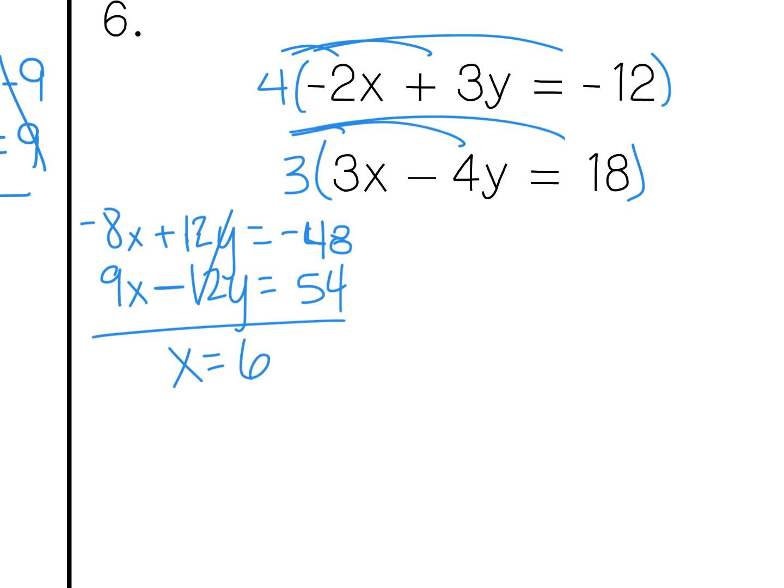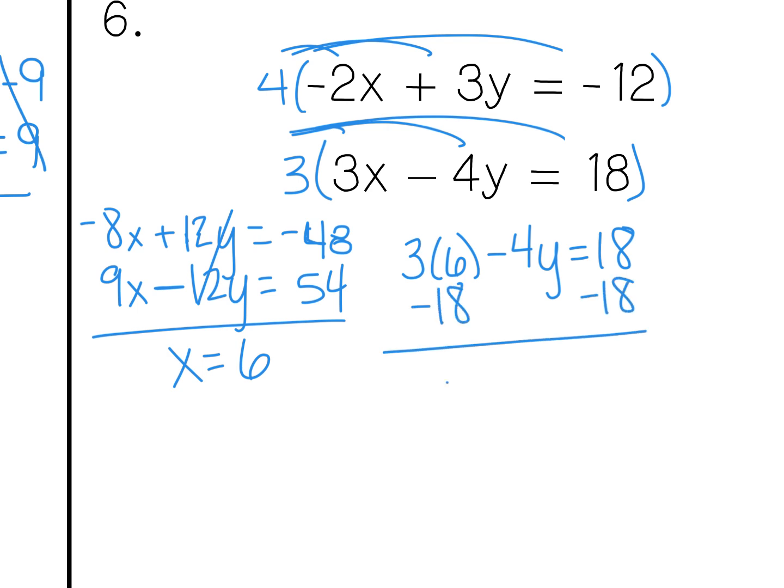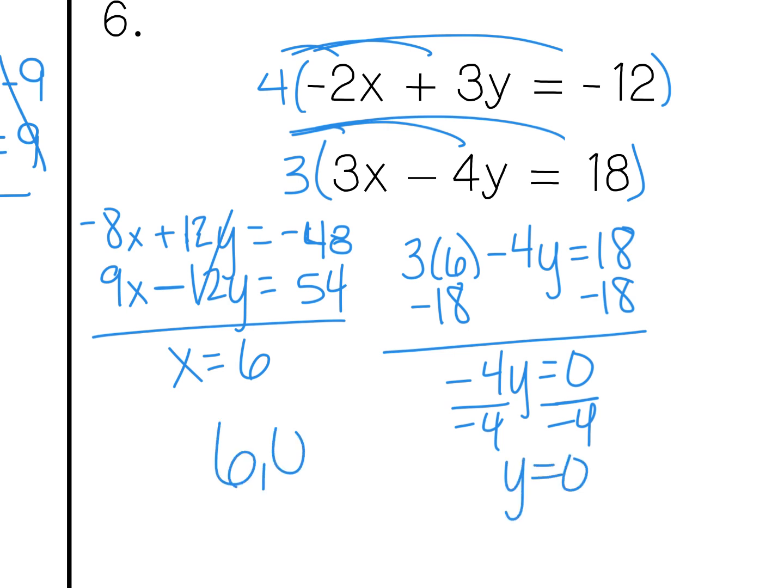So pick whichever one you want to plug it into. I'm going to plug it into this second one. 3 times 6 minus 4y equals 18. This is an 18, 3 times 6, so I'm going to subtract it. Negative 4y equals 0. 0 divided by negative 4 is just, in fact, 0. So our coordinate here is 6, 0.